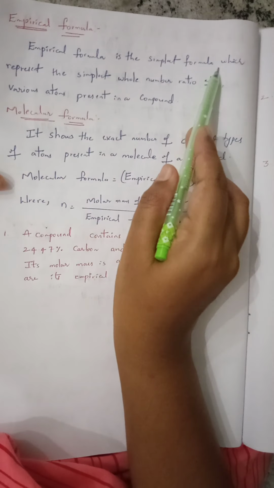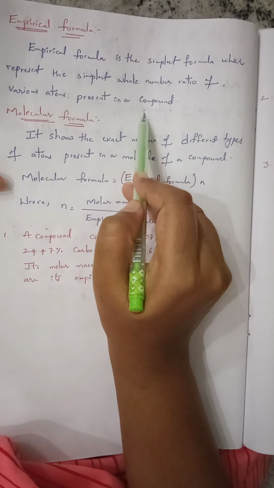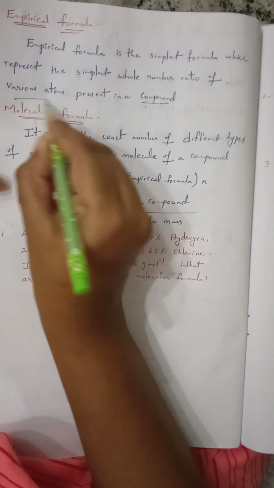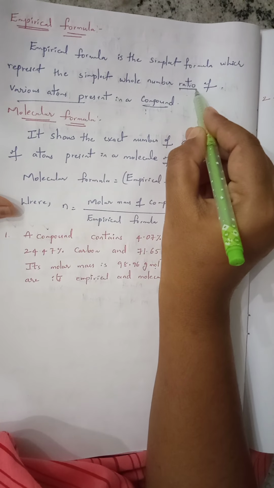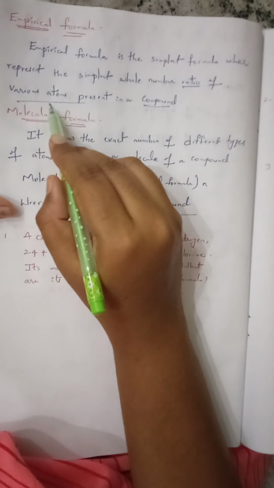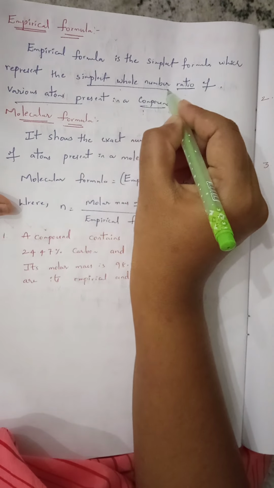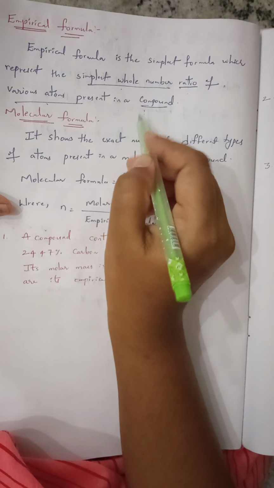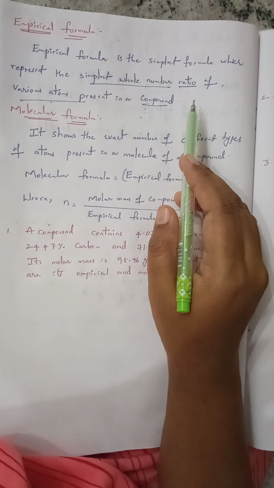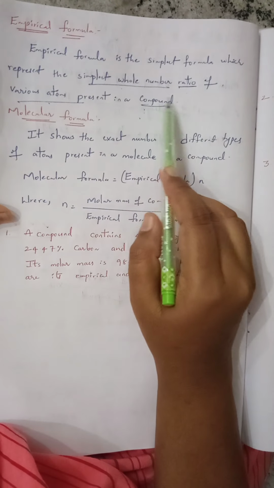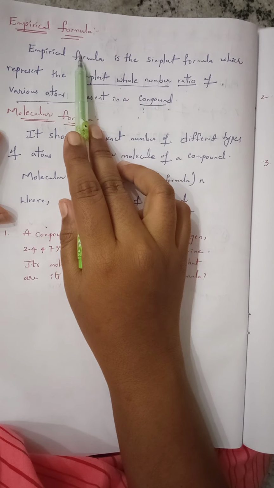Empirical formula is the simplest formula which represents the simplest whole number ratio of various atoms present in a compound. If you take a compound, various atoms are present, so those atoms' numbers can be represented in a simplest whole number ratio. The simplest whole number ratio of various atoms present in a compound is nothing but its empirical formula.